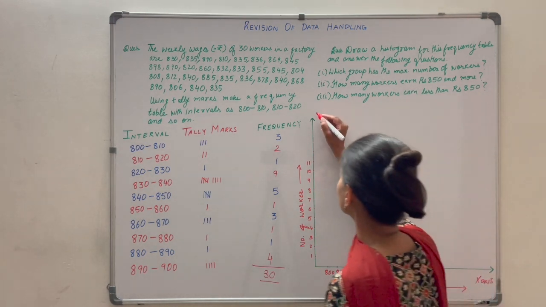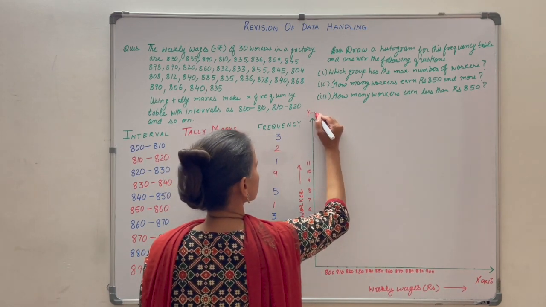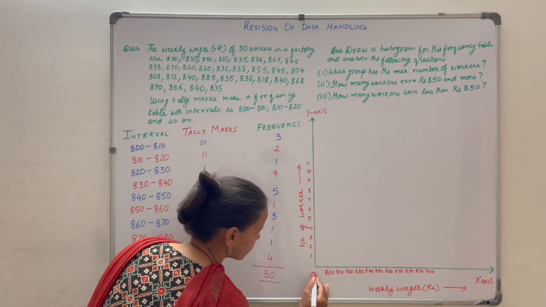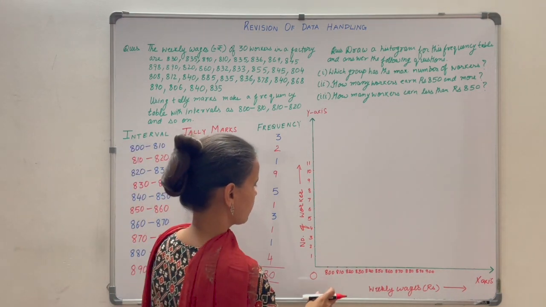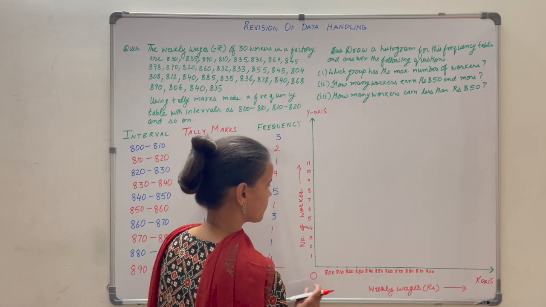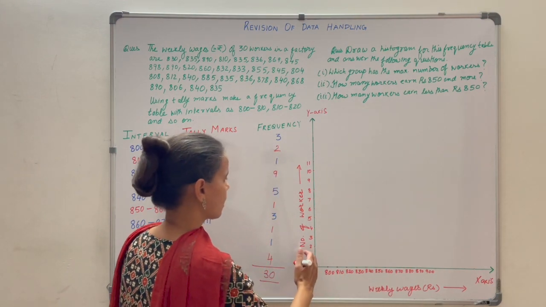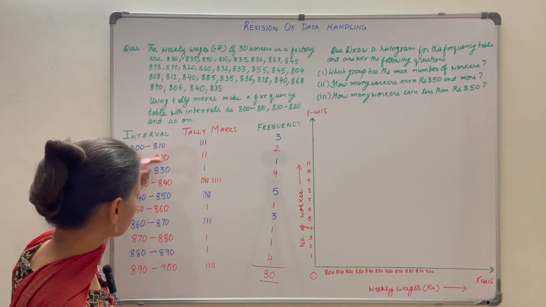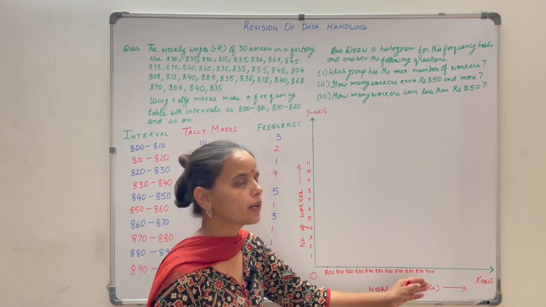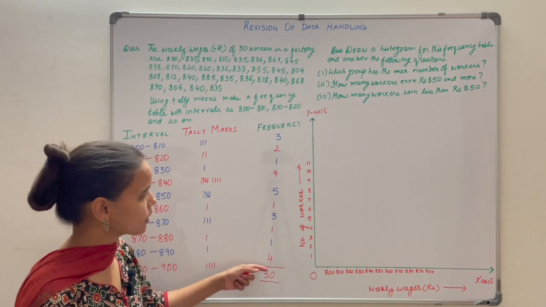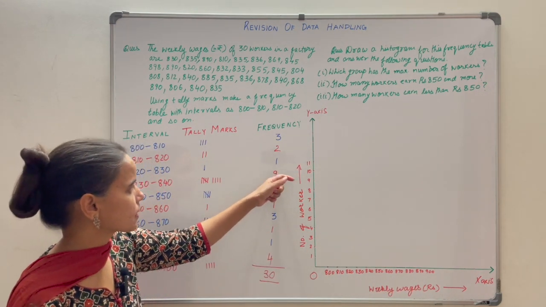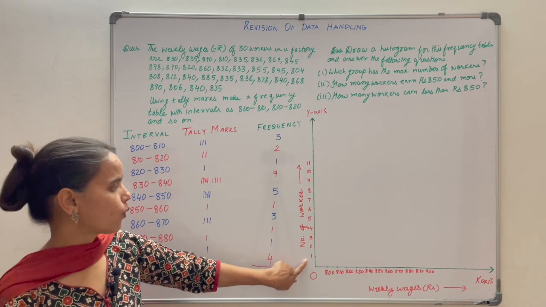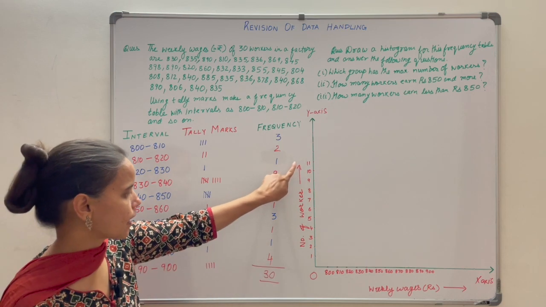And this vertical line is called the y-axis. And where the x-axis and y-axis meet, that is called the origin. The weekly wages of workers in rupees is plotted on the x-axis, and the number of workers is plotted on the y-axis. That means these class intervals we are plotting here on the x-axis, and this frequency we are going to plot on the y-axis. The frequency goes from 1 to 9. That's why I have taken 1 unit equals 1, and like that I have written.